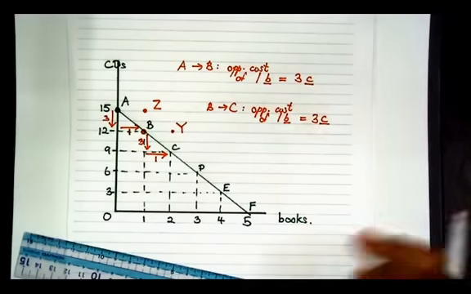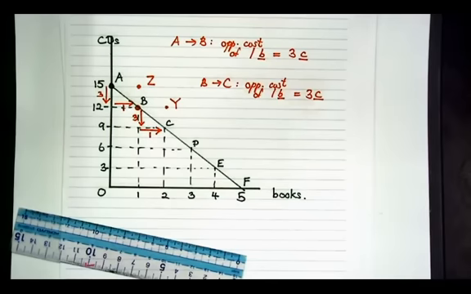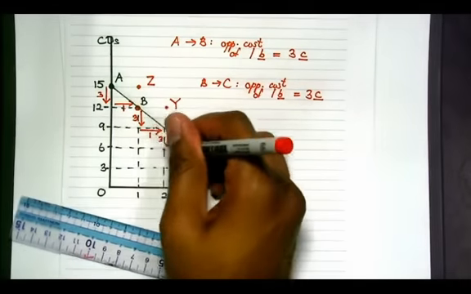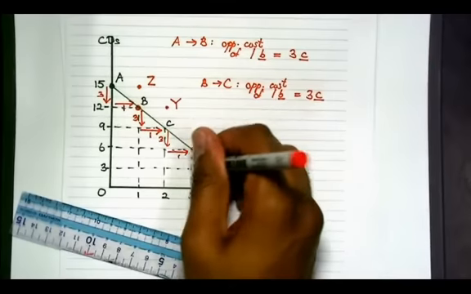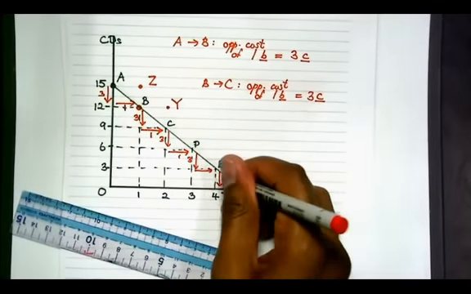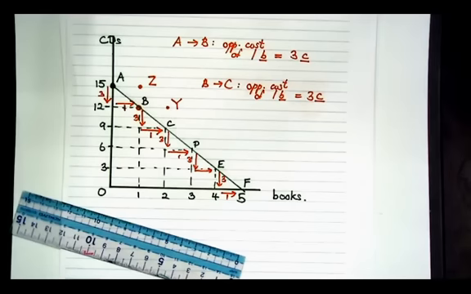Now, instead of boring you with the rest of them, you will immediately notice that the way I've drawn the graph, the opportunity cost of one book is always going to be 3 CDs. Because I've drawn the graph as a straight line, in this graph, the opportunity cost of one book is always going to be 3 CDs.